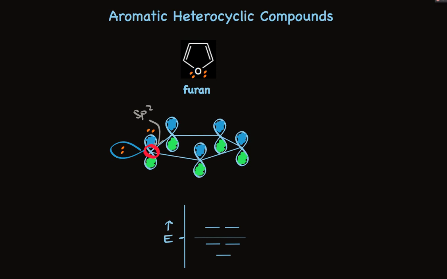Pyridine, pyrrole, imidazole, and furan. They're all aromatic heterocycles. In each case, the aromatic ring has a Hückel number, 6. All the bonding MOs are filled. None of the antibonding orbitals have electrons in them.